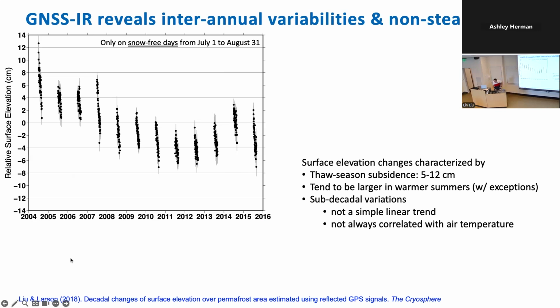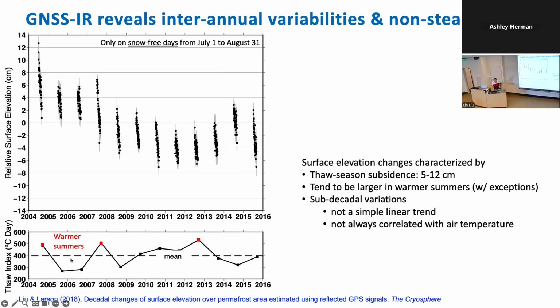GPS-IR time series. Of course, now I want to relate that to the temperature. This is showing you the time series of what we call the thaw index in degree days. So that's the accumulated degree days of thawing. Basically, it just sums the daily temperature when it's above 0 degrees Celsius. So that's the way to represent how warm a summer is, because the higher the thaw index is, the warmer the summer is.